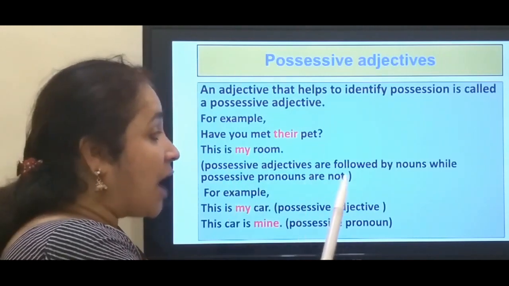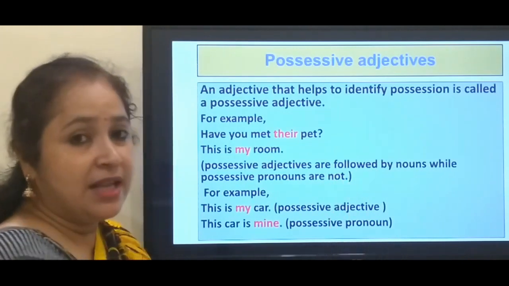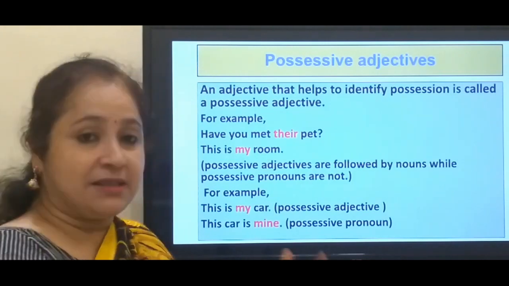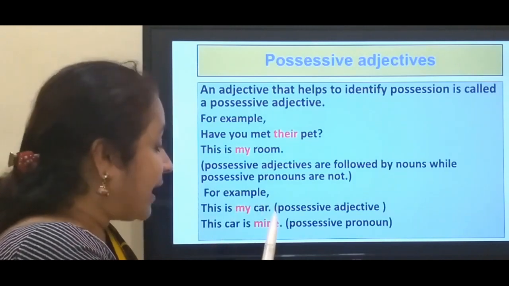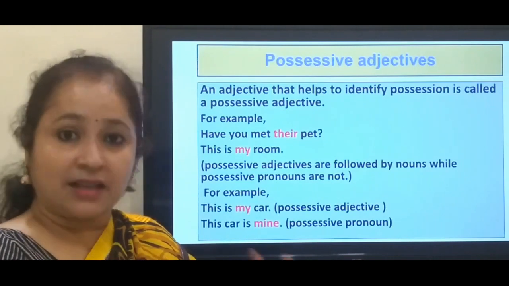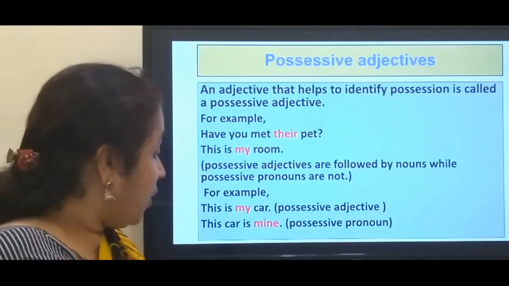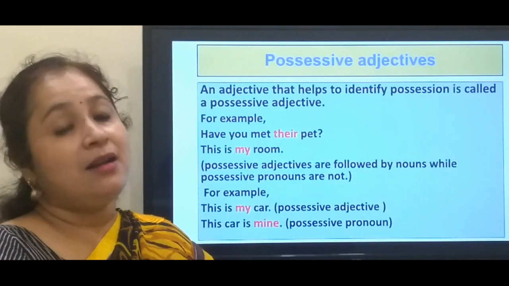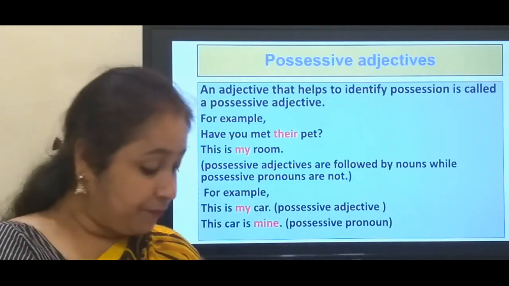Possessive adjectives are followed by nouns, while possessive pronouns are not. Let us understand this difference between possessive pronoun and possessive adjective with the help of these examples. This is my car. Here, my has been followed by a noun, that is car. So, here my is an example of possessive adjective. While this car is mine, in this sentence, mine is not followed by a noun. So, it is an example of possessive pronoun.